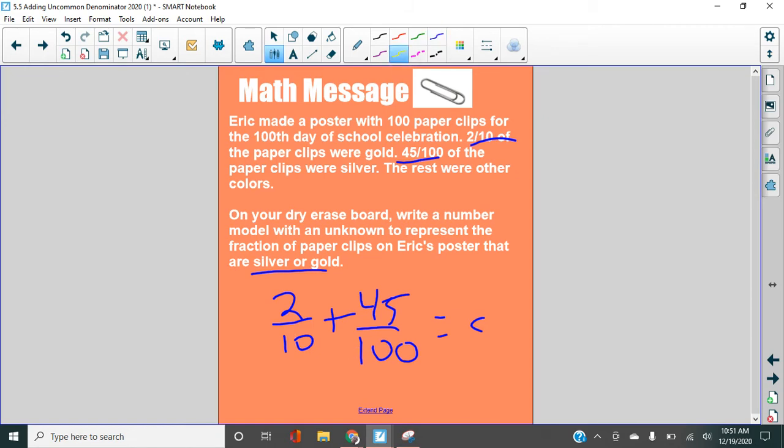Some people think, oh, here we go, we'll add the tops and we'll add the bottoms. Okay, but that will not work. And I'll show you why here in just a second. Let's get rid of that though. Actually, let's look at why right now. This is a good time to do that.